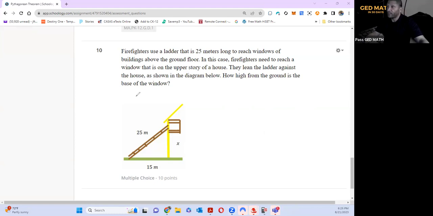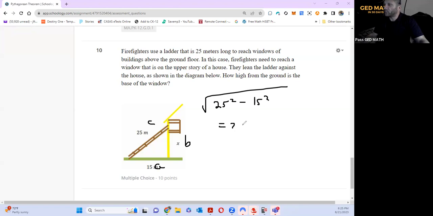That's one way. The other way is, again, you could put in your calculator, identify this is A, this is B, this is C. We get 25 squared minus 15 squared, which is 20. That's the easiest way. That's the way I go over in the eBook, so you won't waste time.